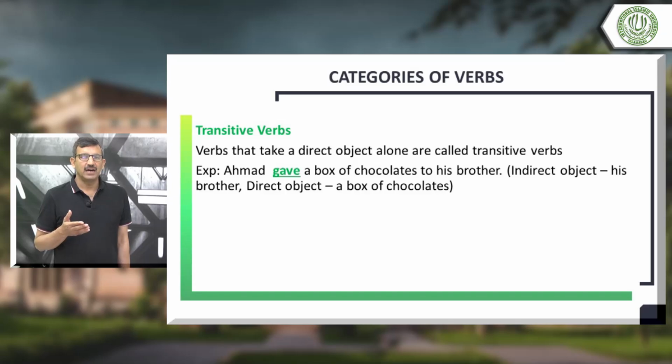The next category of verbs are transitive verbs. Transitive verbs are those verbs which require a direct object in a sentence. For example, Ahmed gave a box of chocolates to his brother. The indirect object is his brother and a box of chocolates is the direct object. So, gave requires a direct object. This gave is called a transitive verb. It functions as a transitive verb in the sentence.